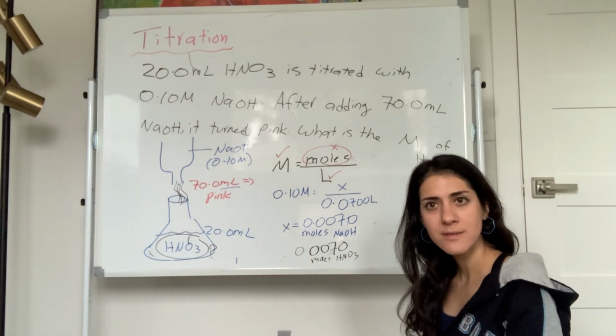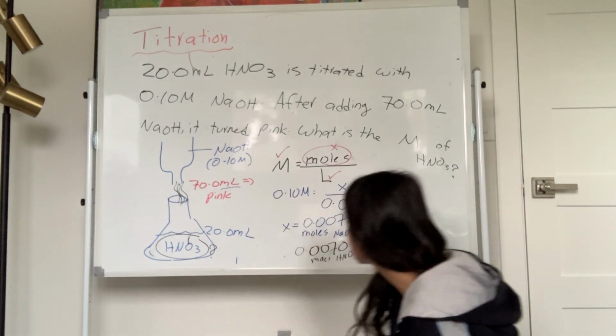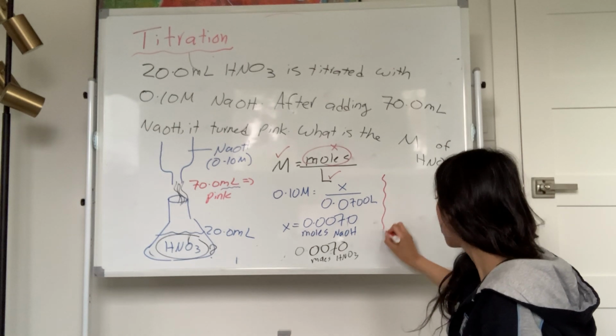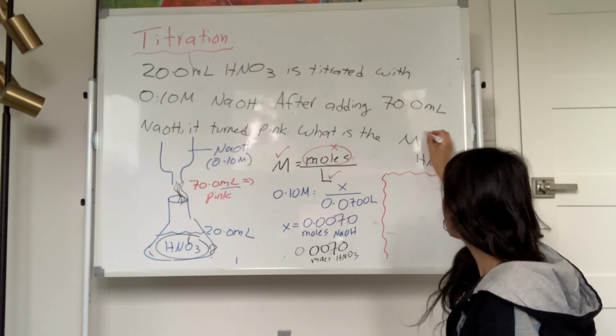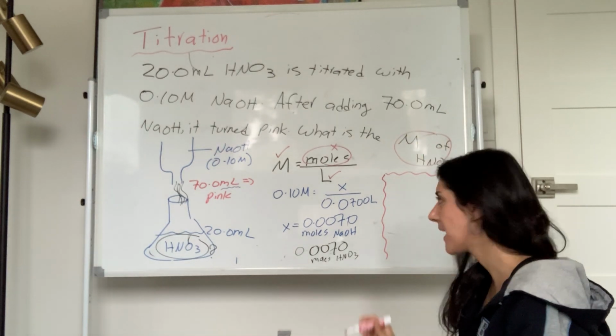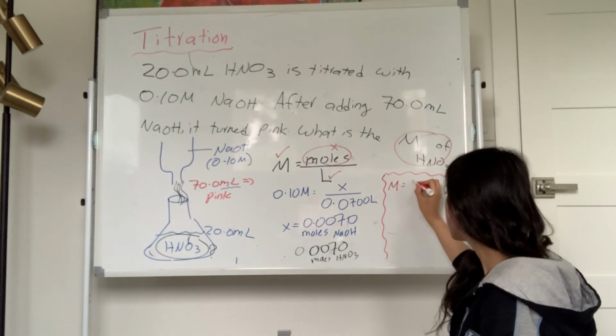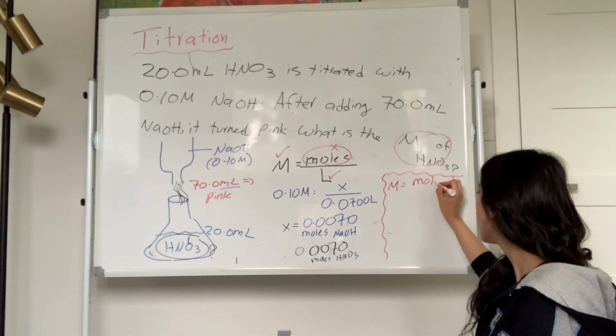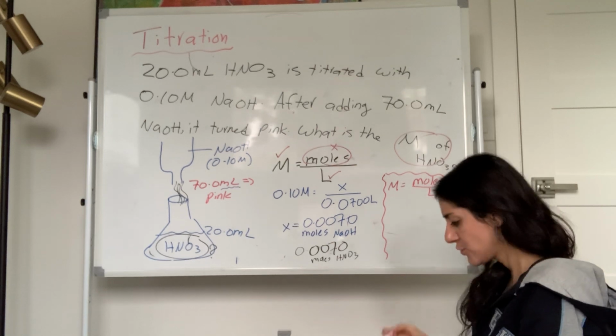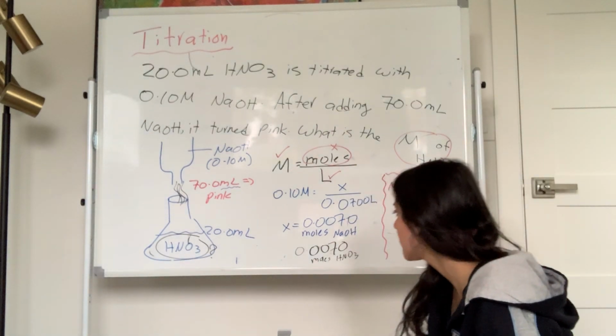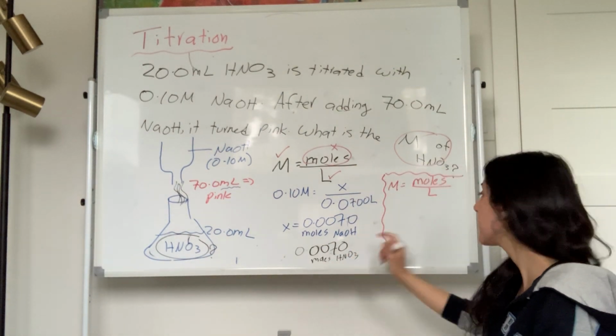Follow me so far? Okay, beautiful. Nice job. Now, what does the question ask me for? The question asks me for molarity of nitric acid. One more time. What is molarity? Molarity is moles per liter. Do you have the moles of nitric acid? You do. We figured it out.